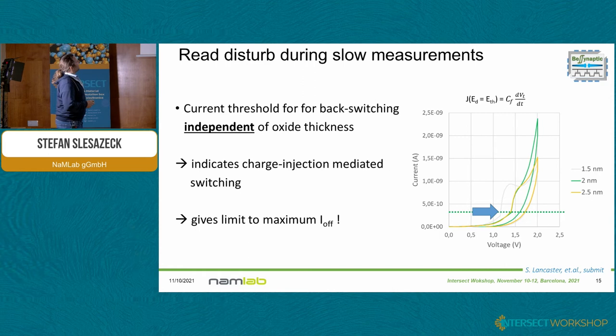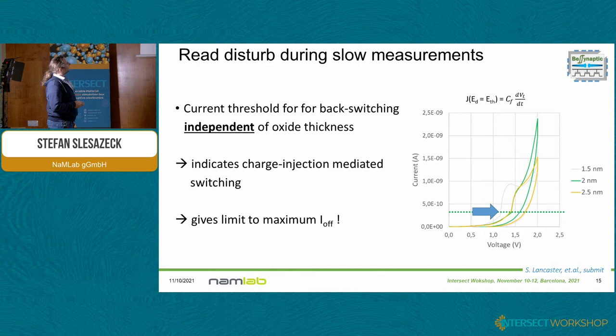Okay, another indication I just want to show here: when looking into devices with different oxide thicknesses and performing this really slow measurement, the DCIV measurement, we see that more or less independent of the thickness, there seems to be a kind of current threshold which then initiates switching of the device. So this is not completely conclusive since the split dependency is not perfect, but this is something we are also investigating now.